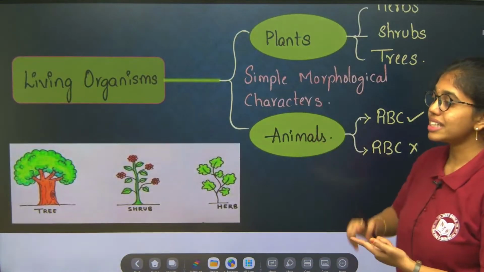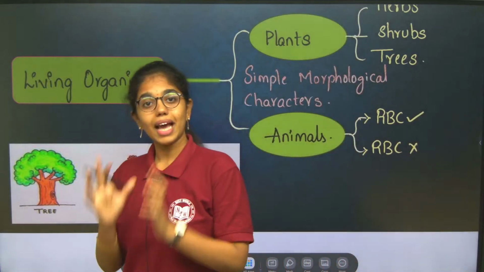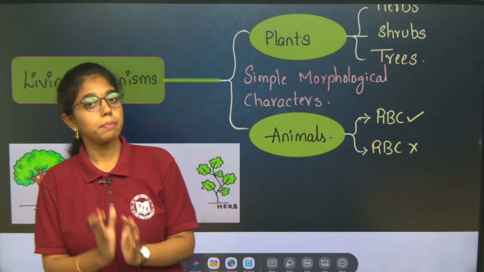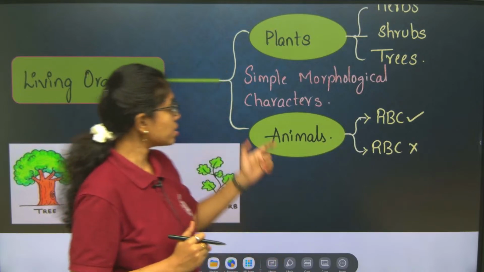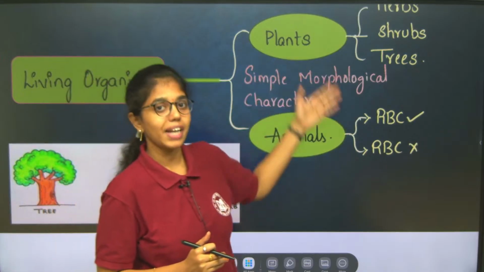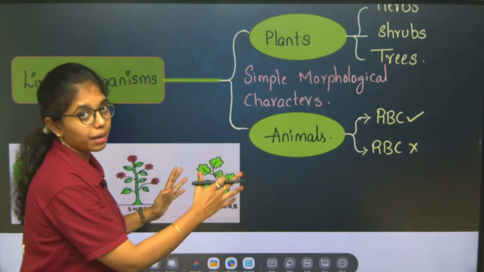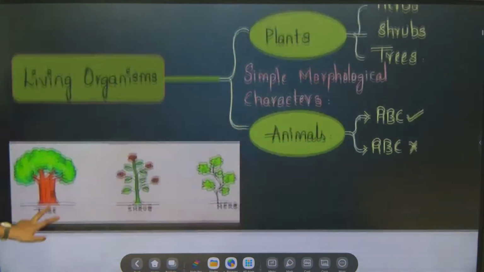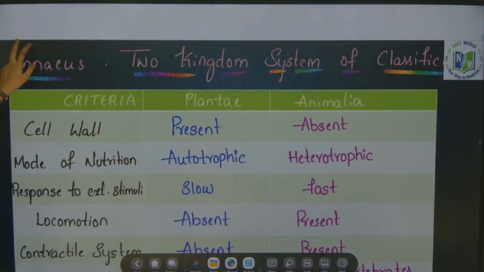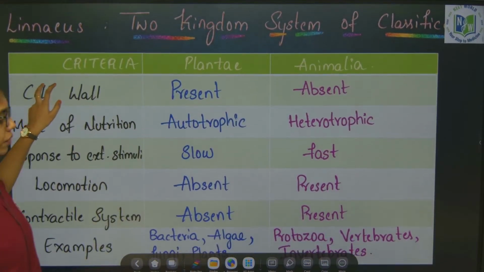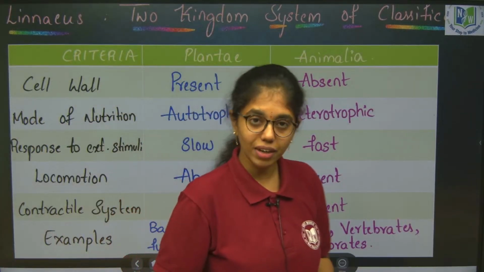So yes, the first scientific method of classification is given by Aristotle. He classified the plants based on simple morphological characters into herbs, shrubs and trees, and animals based on the presence and absence of RBC, that is with RBC and without RBC. So this is simple Aristotle's classification beta. If there is a question like who gave us the first scientific method of classification, your answer should be Aristotle's system of classification.